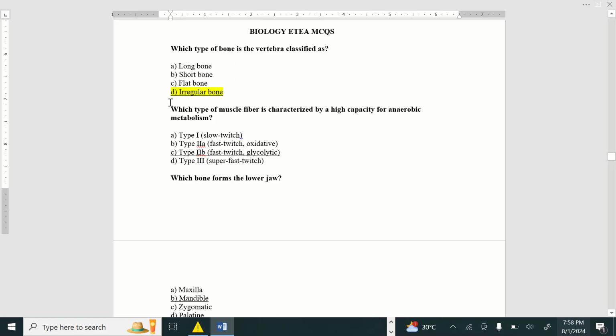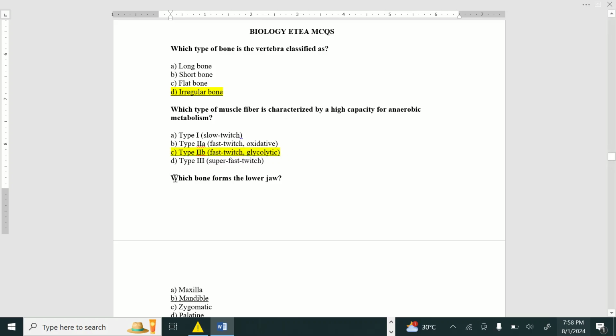The next MCQ is: which type of muscle fiber is characterized by a high capacity of anaerobic metabolism? A. Type 1, B. Type 2A, and C. Type 2B, and D. Type 3. So the correct option is C.